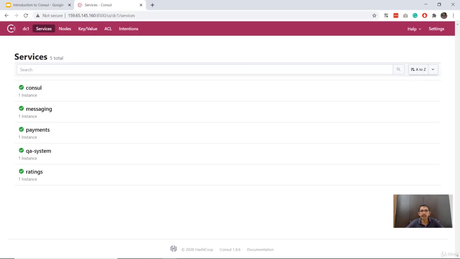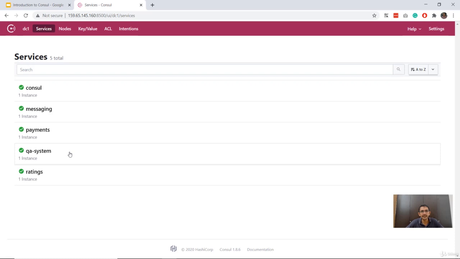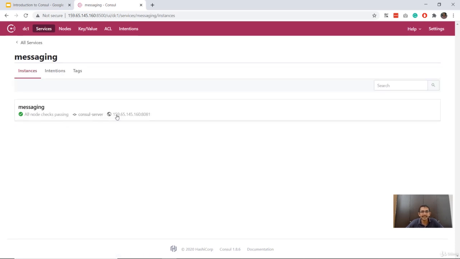Currently I am within the Consul GUI, and this is how Consul really looks. Under the services, you will see that there are multiple services available, similar to what we were discussing: payment, messaging, QA and rating. This is a microservice based architecture where each of these services can lie on a different server altogether. If I want to see on which IP address the messaging service is running and what port is associated with it, you can easily find it from Consul.